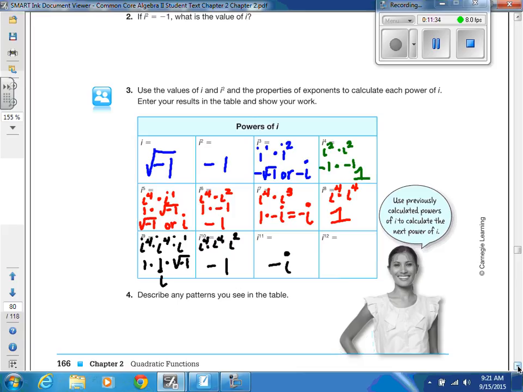So what's going to be i to the 12th? 1. Yeah. So what pattern are you seeing here? Taylor just said it. What pattern are we seeing? The same how? How many? Right. It repeats every 4.